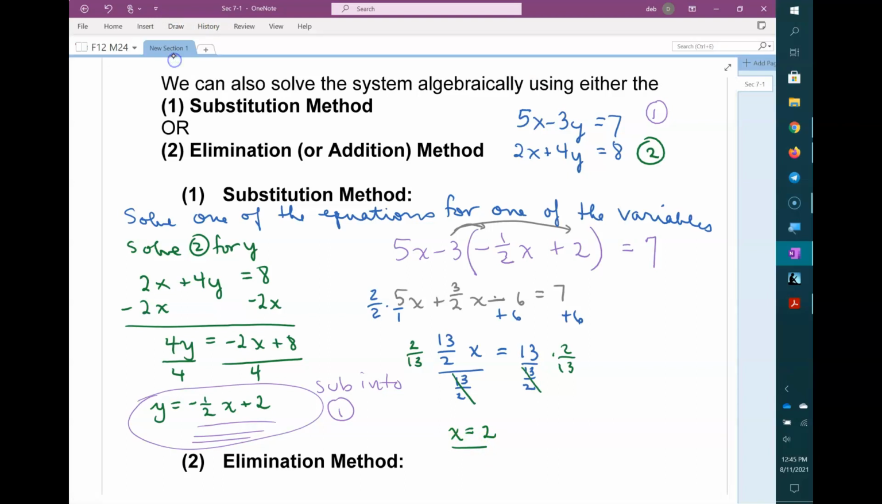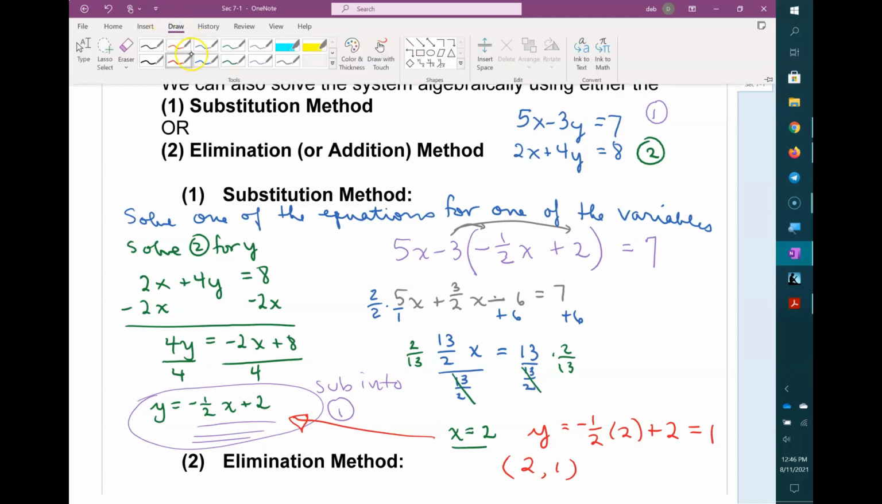Then I have a formula right here that says if I know what x is, I can find y. So y is going to equal negative 1/2 times this x plus 2, and that's going to be 1. So then I write my answer as (2, 1). So that's the substitution method.